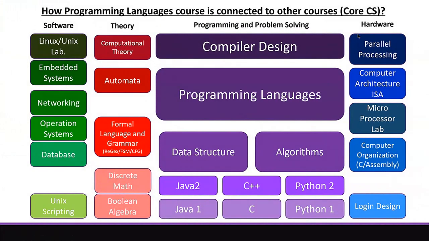First, let's look at this diagram. This block diagram is about the courses in computer science. Here, I'm separating the computer science courses into four different important tracks: hardware, software, problem solving and programming, and theory. And the programming language course, this 46000, is placed right here.